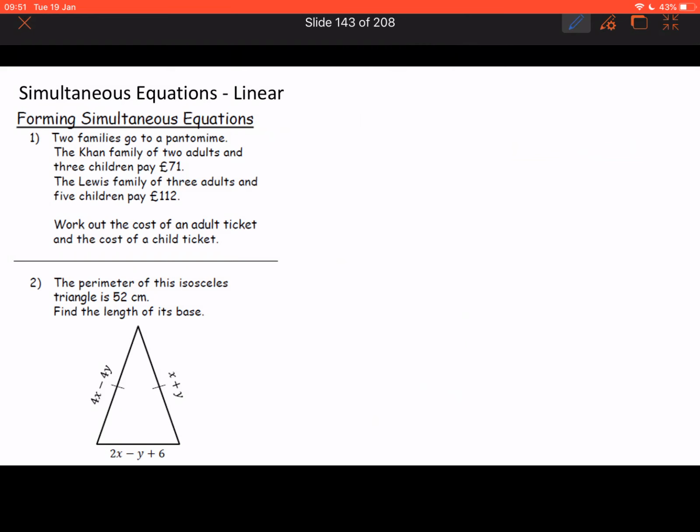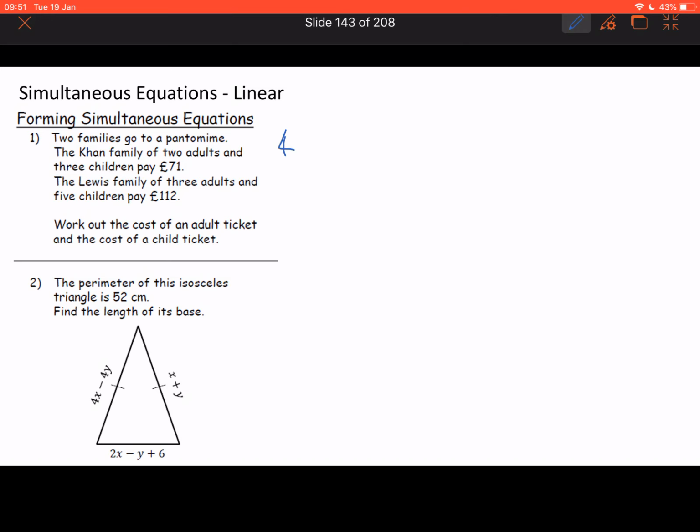Now, I'm then going to need 2 bits of information that will allow me to set up an equation. And the first thing I'm told is that the perimeter of the isosceles triangle is 52 centimetres. So I'm going to work out the perimeter in terms of the algebra here.